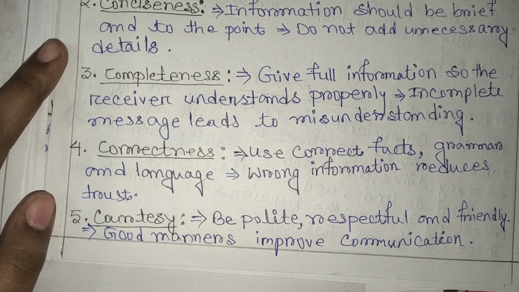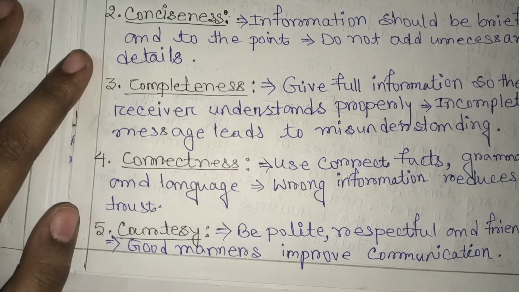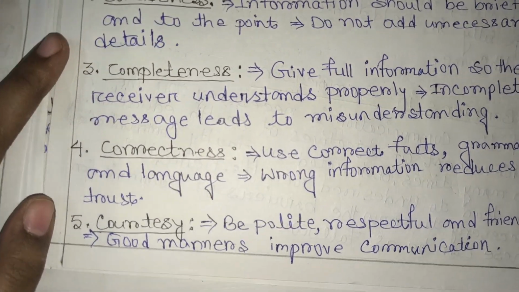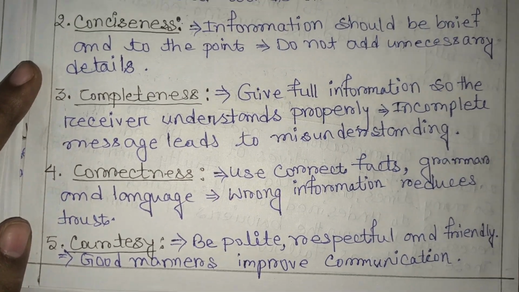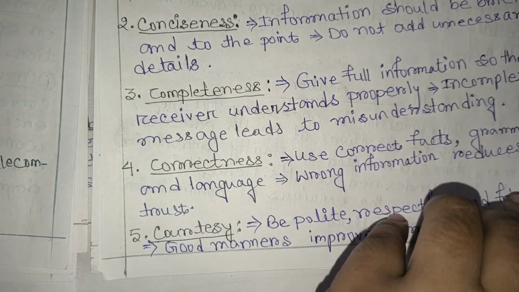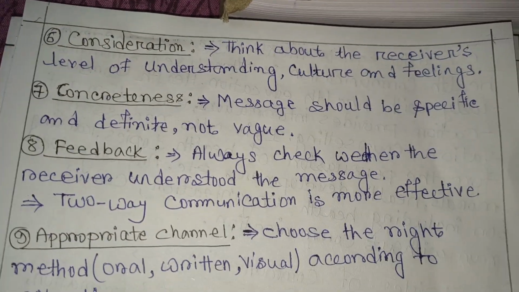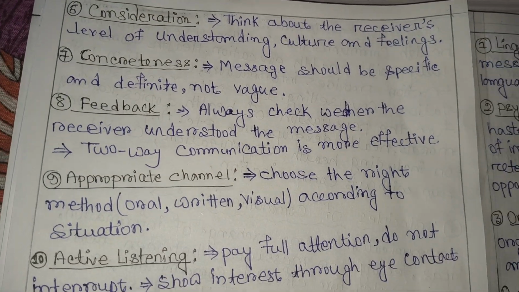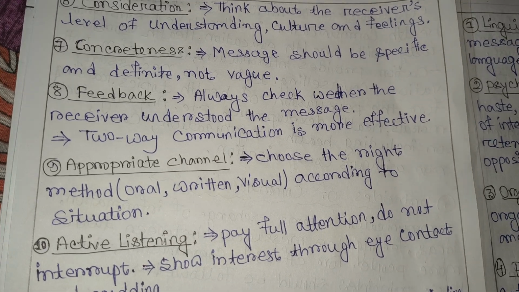Correctness: use correct facts, grammar, and language. Wrong information reduces trust. Courtesy: be polite, respectful, and friendly. Good manners improve communication. Consideration: think about the receiver's level of understanding, culture, and feelings.